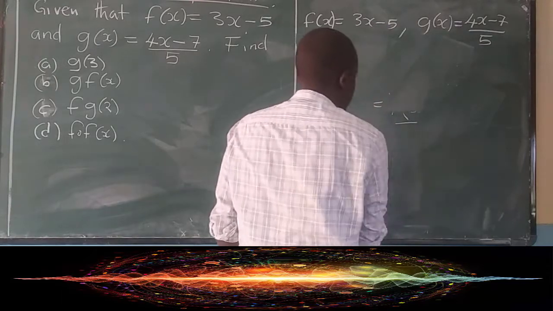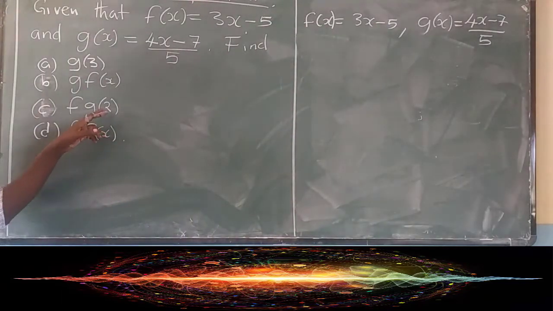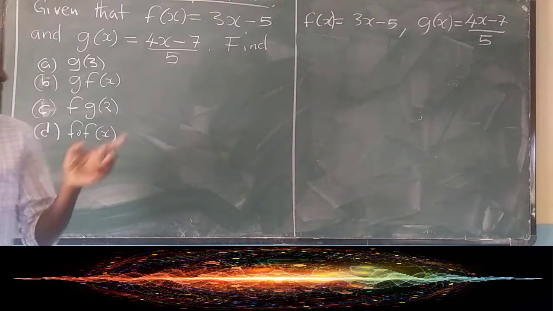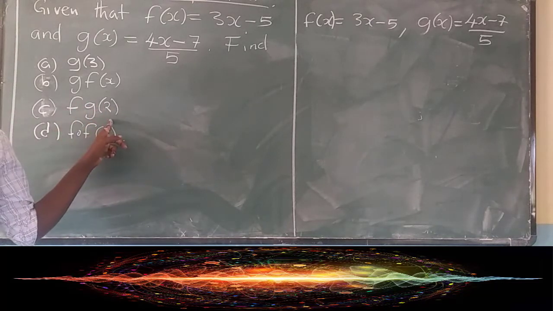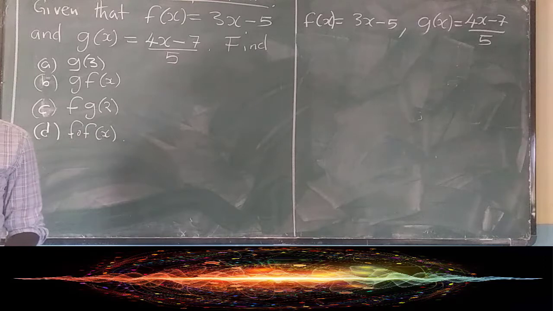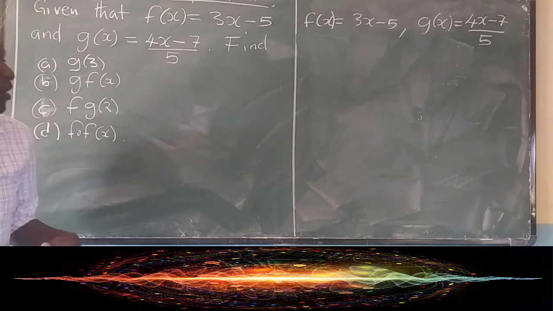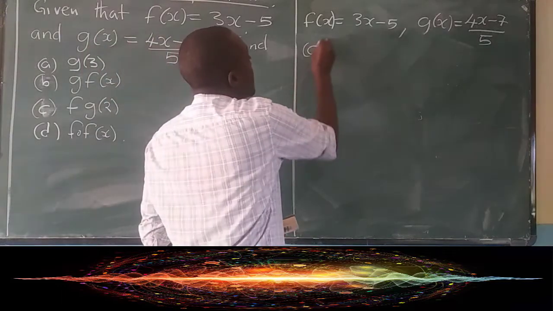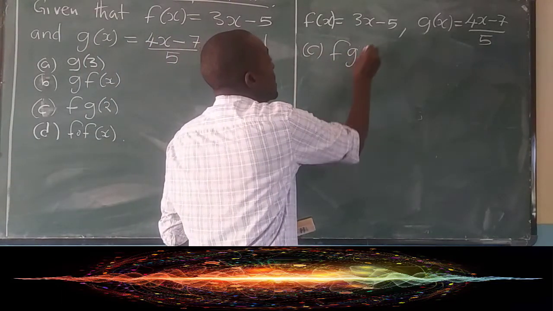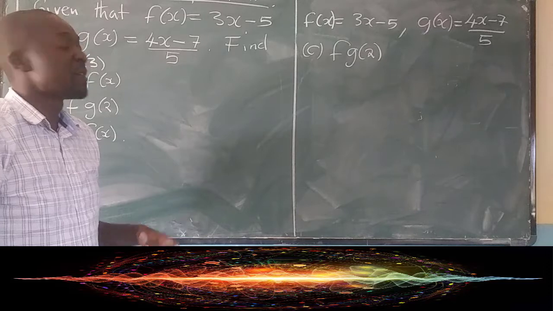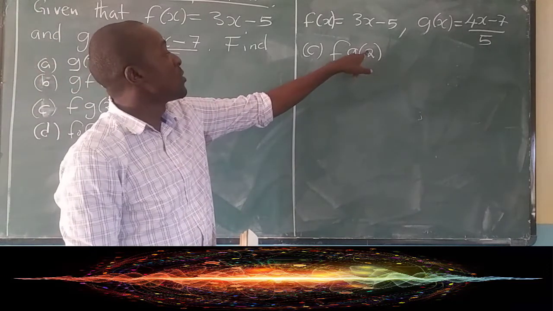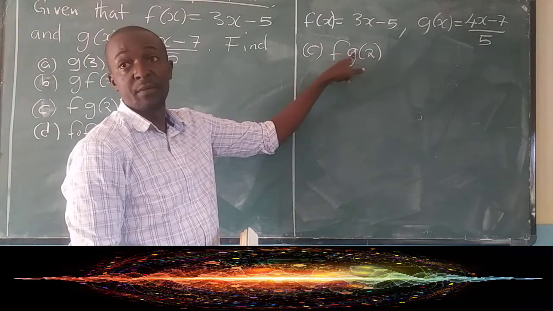Okay, let's go to part C of the question. This is where you have a number that you have to substitute. Remember you have two functions here. The first function is f, the other one is g. So you have to pay particular attention to the way we are going to substitute the numbers. The next question, C, says find f of g of 2. The first thing that you do is you substitute 2 in the function g.